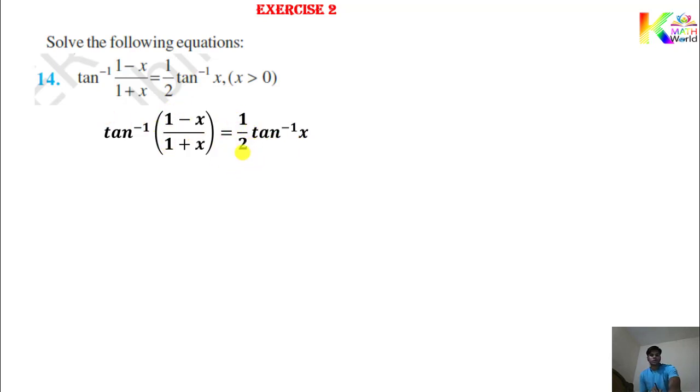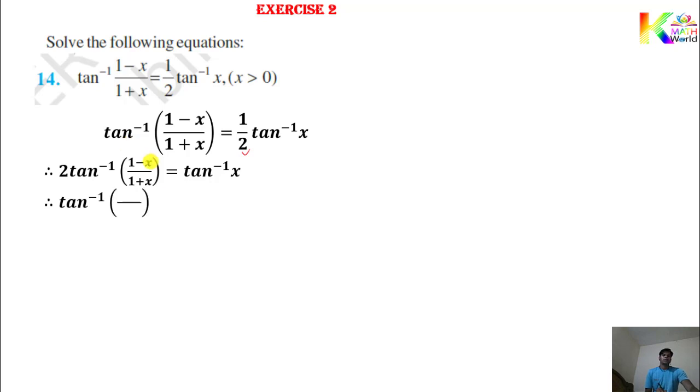Taking this 2 to the left hand side, you get 2 times tan inverse of this one, equal to tan inverse of x. As we discussed in the last question, 2 times means you can write it twice, the sum of 2 terms. So tan inverse of (1 minus x over 1 plus x) plus tan inverse of (1 minus x over 1 plus x) equals tan inverse of x.